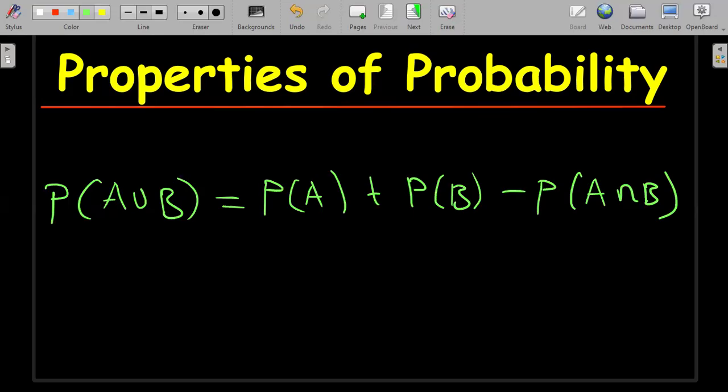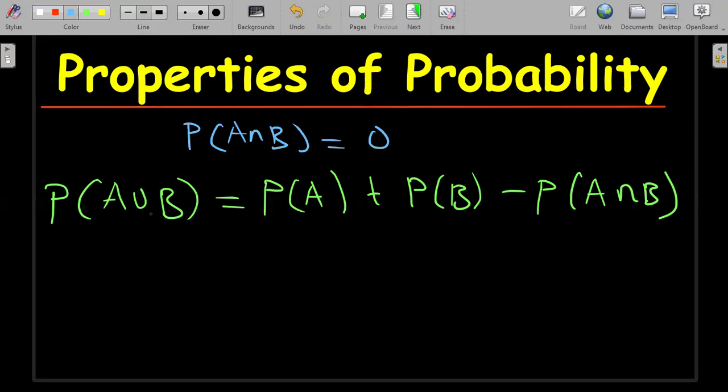Okay, so if you have two events and you want to get the union of those events, you just say the probability of A union B is the probability of A plus the probability of B minus the probability of A intersection B. This becomes interesting if those events are mutually exclusive. Remember we said if they are mutually exclusive, then the probability of A intersection B is what?